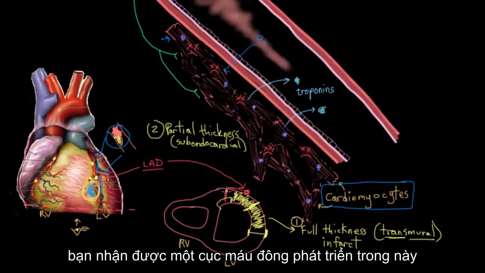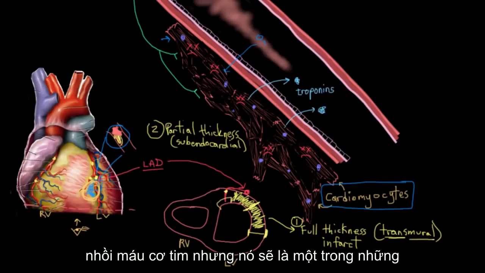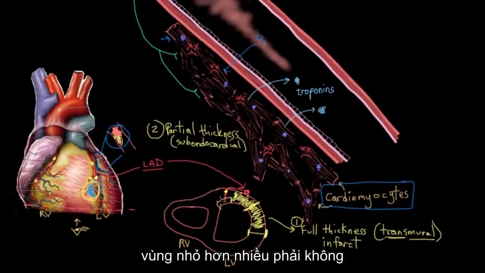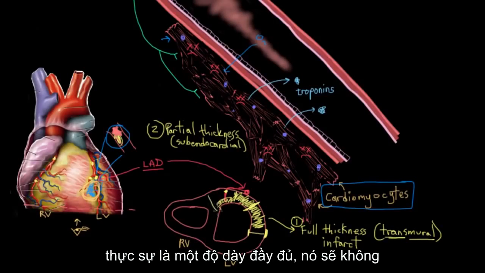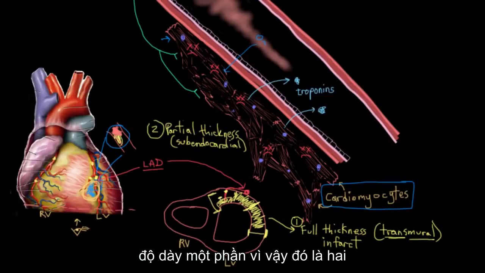Well, let's say that you get a clot that develops in this artery here. Then you'll still have a heart attack. You'll still have a myocardial infarct, but it'll be one of a much smaller region. Right? It won't actually be a full thickness infarct. It'll just be a partial thickness. So those are the two major types of myocardial infarcts.